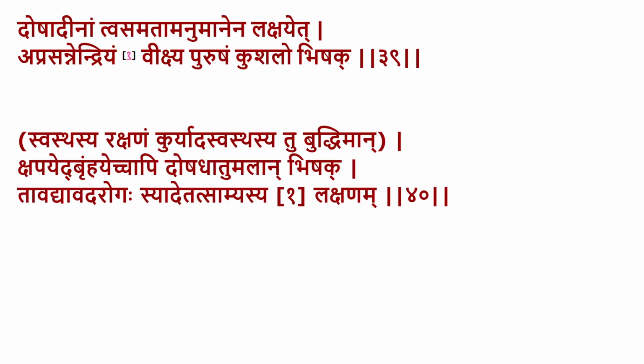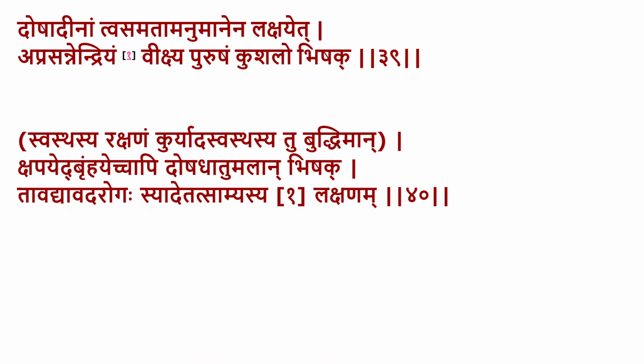दोषादीनां तस्मताम् अनुमानेन लक्ष्येत अप्रसन्नेन्द्रियं वीक्ष्य पुरुषं कुशलोभिषक्. The assessment of the dosha status has to be always by anumana pramana, by looking at the clinical signs produced in the person, and the sensory perceptions as well as the physical activity of the person are the parameters by which you can assess the status of the dosha. It cannot be directly measured.